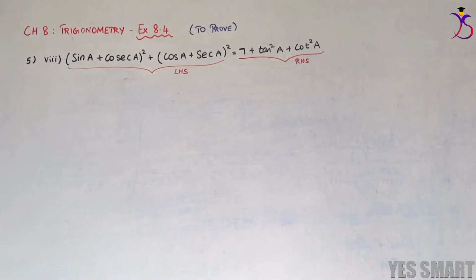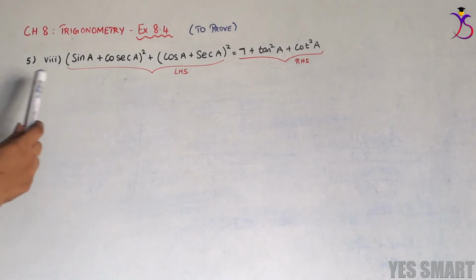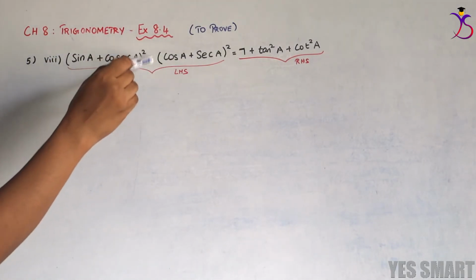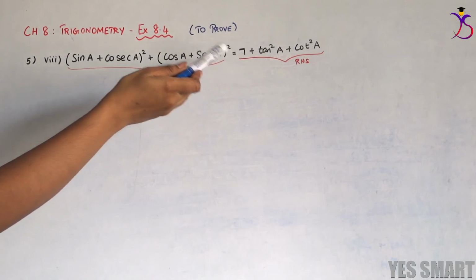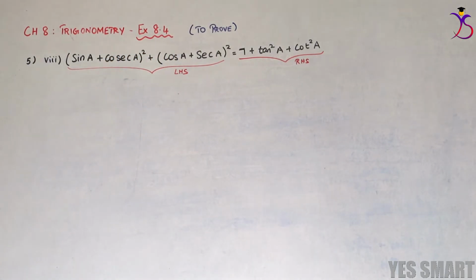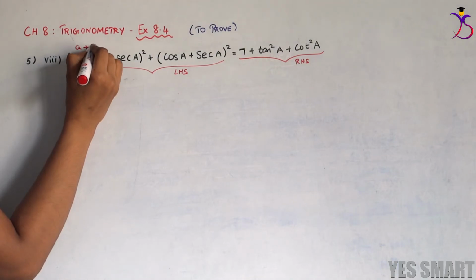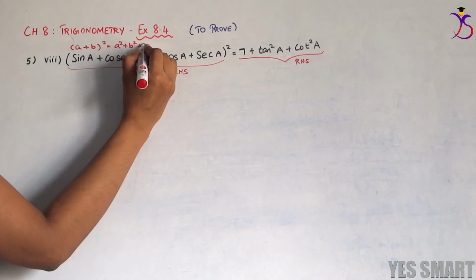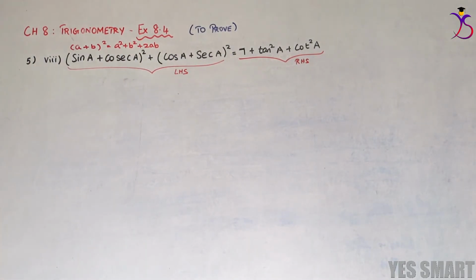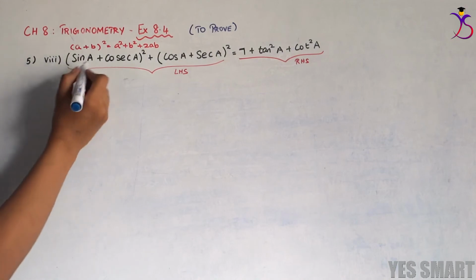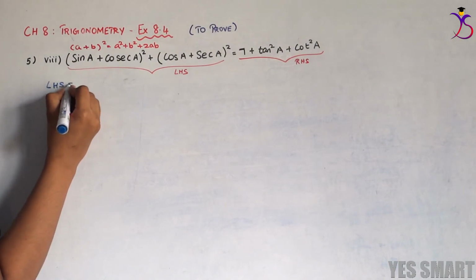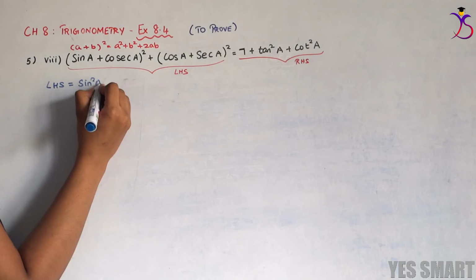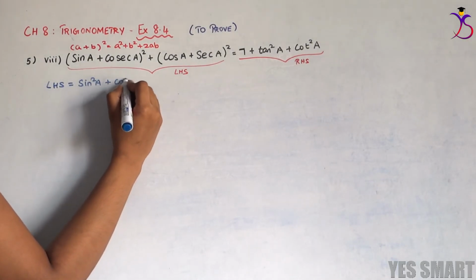Now 8th subdivision, they have given LHS and RHS. We are supposed to prove that both are equal. So as usual we will take the LHS and solve. The LHS is in the form of a plus b the whole square. The expansion of the identity is a plus b the whole square is a square plus b square plus 2ab. So I am going to expand the LHS using this identity. Therefore LHS equal to sin square A plus cosec square A plus 2 sin A cosec A.